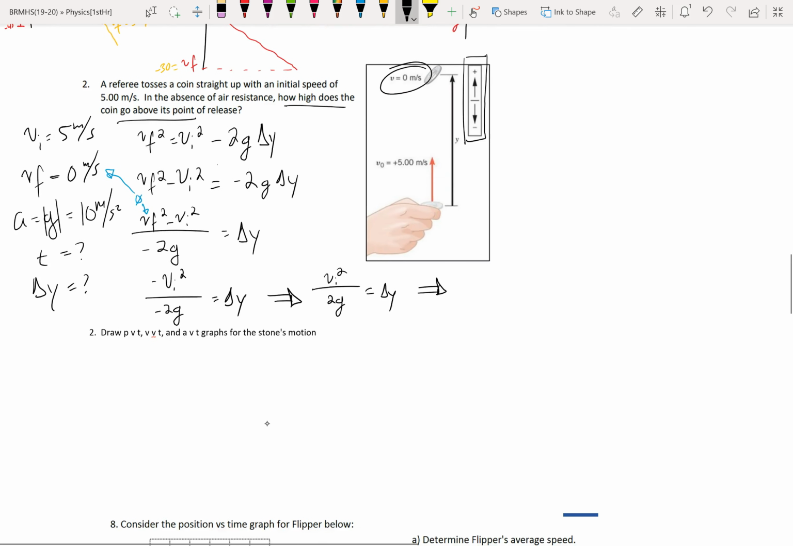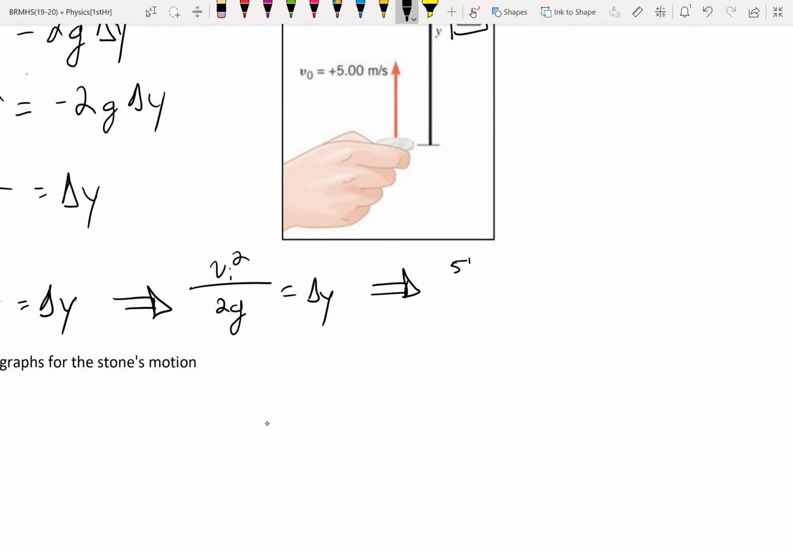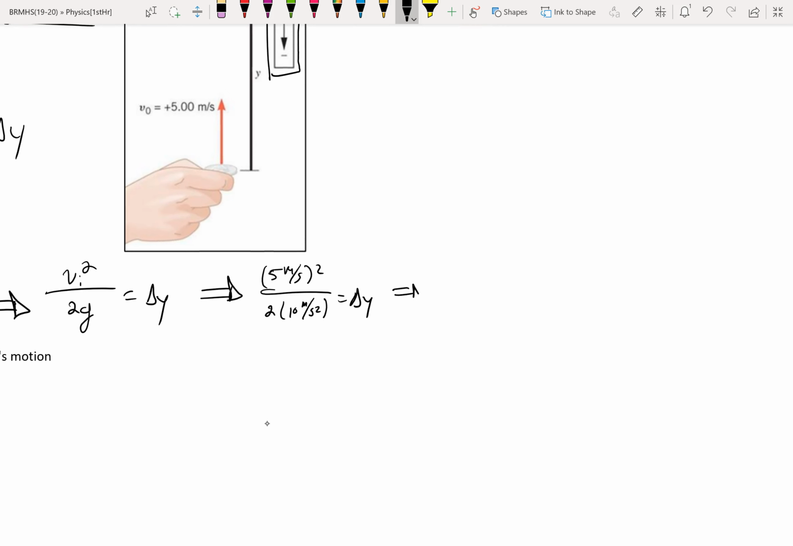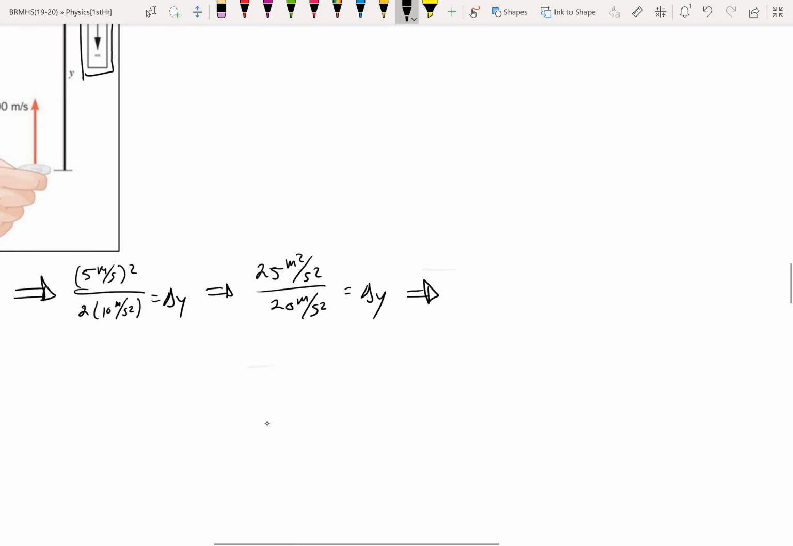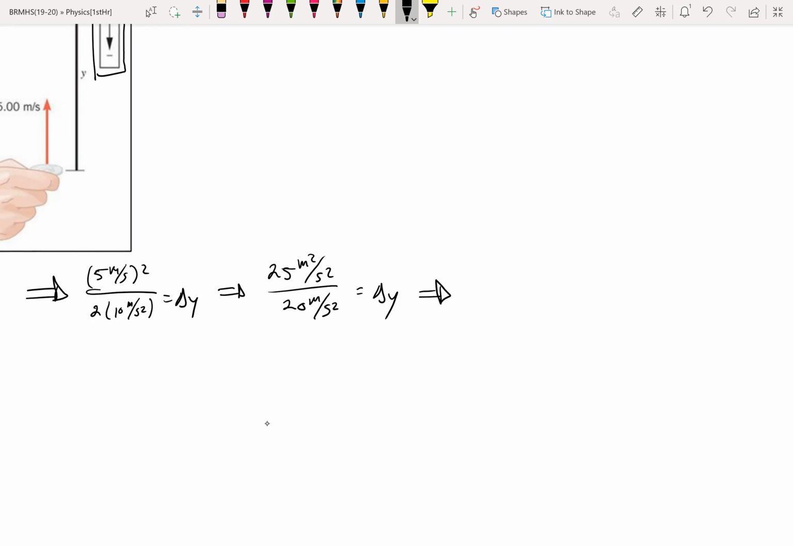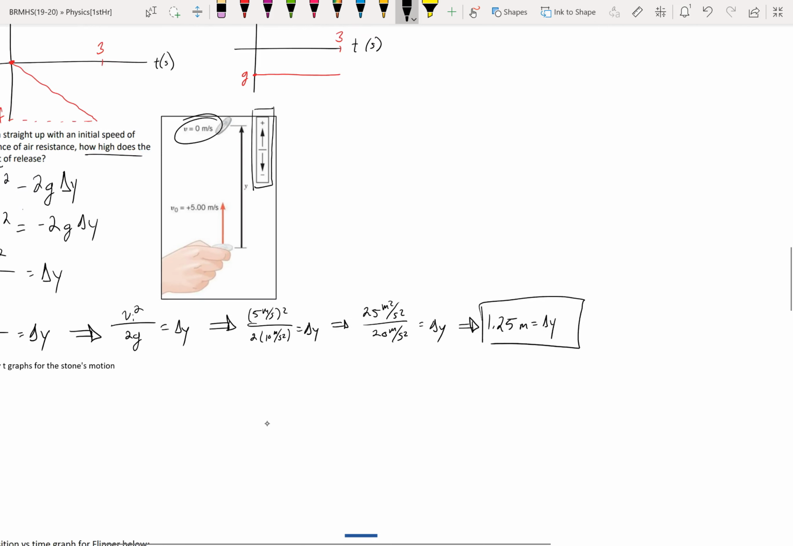Now we substitute. Initial velocity is positive 5. So I have 5 meters per second squared over twice g, which is 2 times 10 meters per second squared, is delta y. And so we got 25 meters squared per second squared over 20 meters per second squared is delta y. And then I've got 5/4 or 1.25. And what am I left with? Just meters up top. So I have a positive displacement of 1.25 meters.